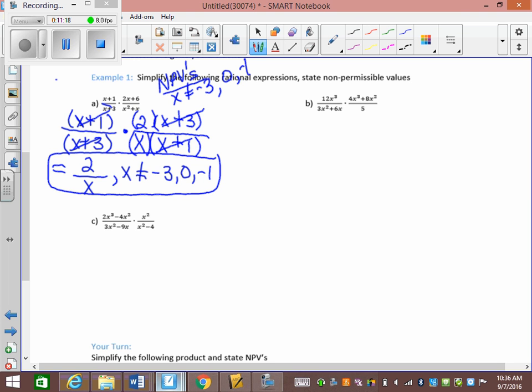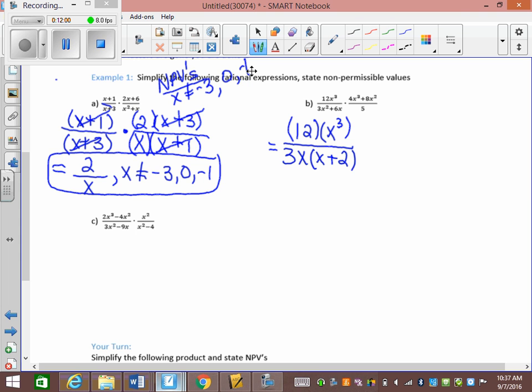So B, 12x cubed. Can I take anything out of 12x cubed? No. Are they attached by a plus or minus sign? No. So they can go in their own bracket. 12x cubed. That's a cube, right? 3x squared plus 6x in the denominator. What can I take out of 3x squared plus 6x? A 3 and an x, right? And then I'm left with 3x squared divided by 3x, I'm left with an x, plus 6x divided by 3x, I'm left with a 2.